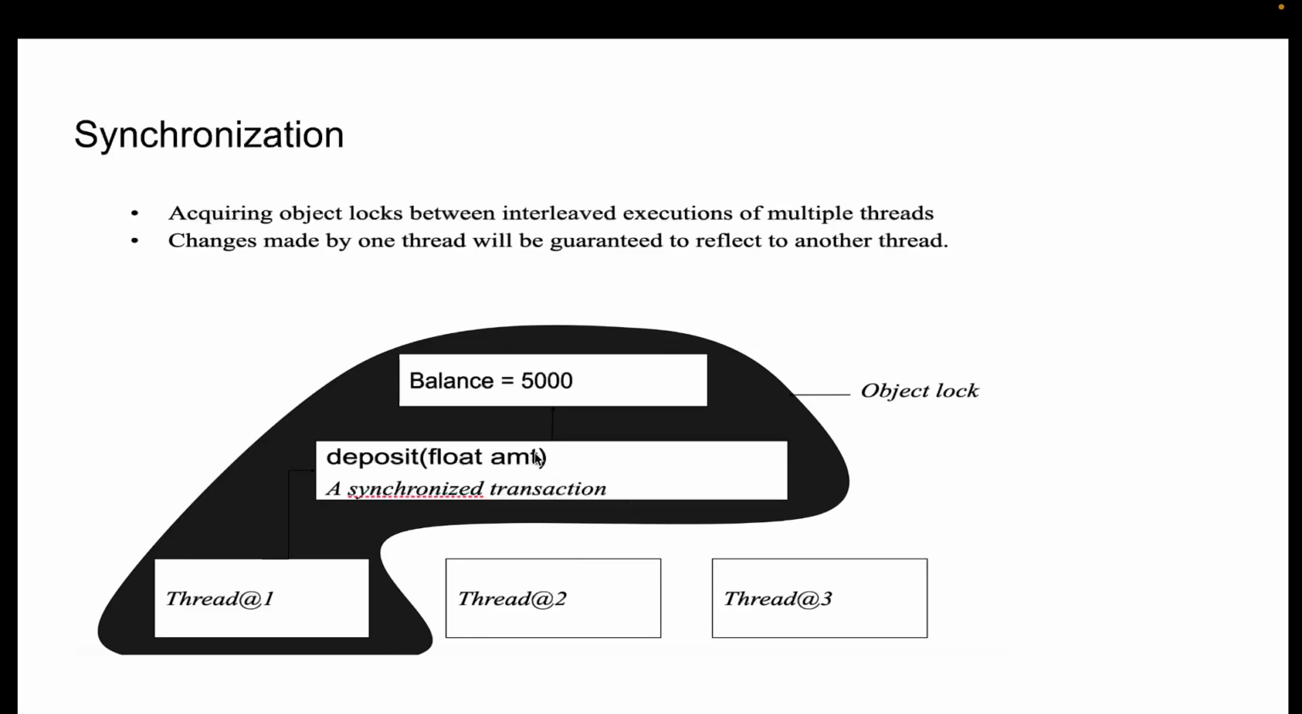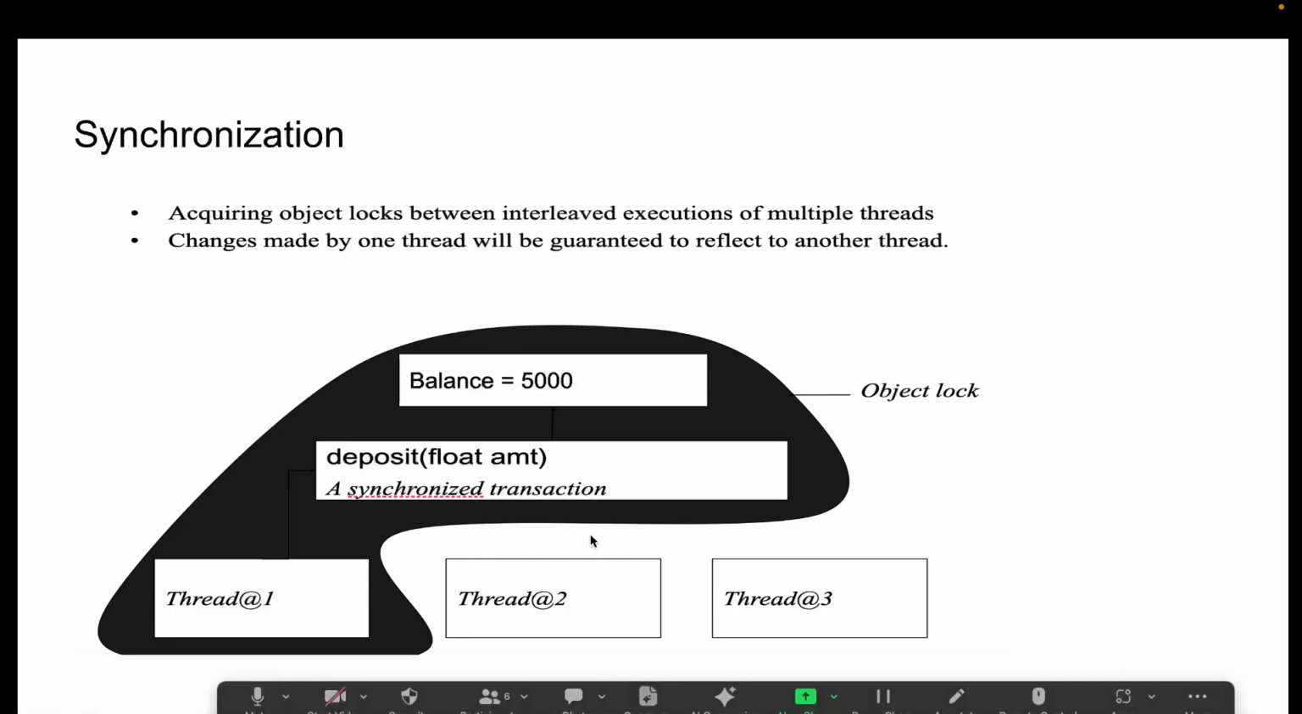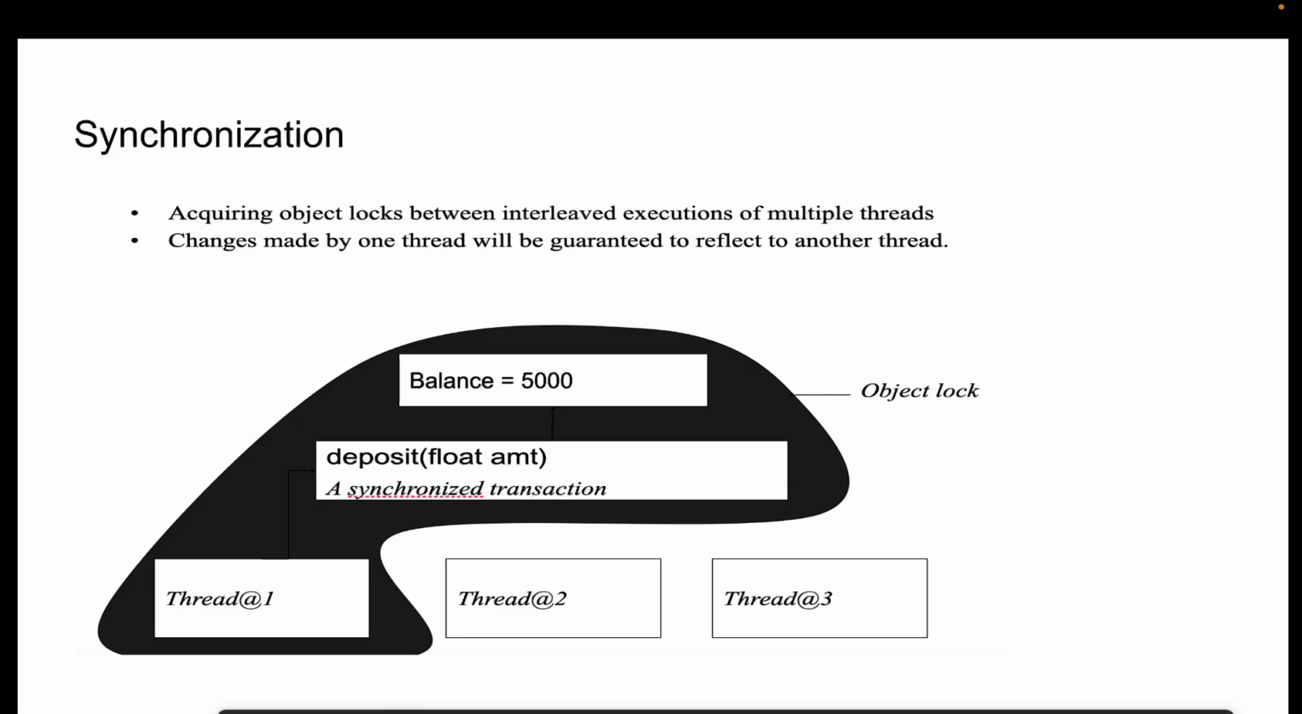Let's say there is an API for deposit. In this case, thread 1 has created a lock, and this is basically called an object lock. You're understanding the scenario, right? There are three threads, and all three threads are trying to deposit some amount in the bank account. Let's say all three threads have hit the deposit button.